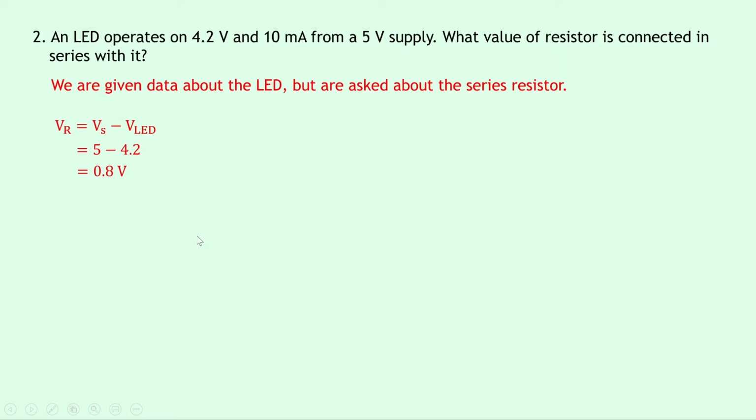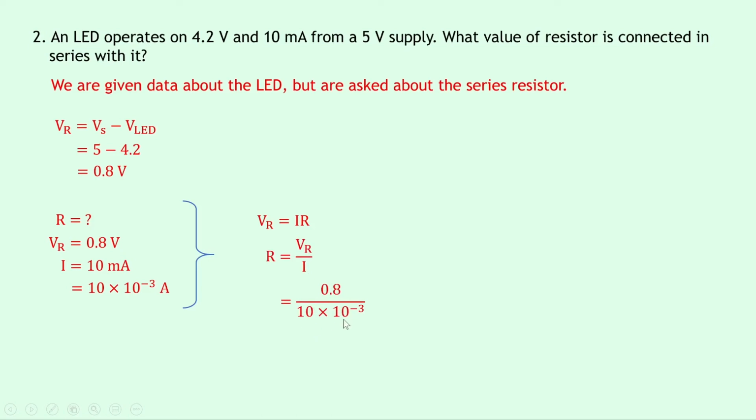We also need to be aware that the current passing through the resistor is going to be the same as the current passing through the LED because it's in series with it. So this means we'll have 10 milliamps passing through it. So we can say that R is what we're trying to find, the voltage across the resistor is 0.8V from this calculation here, and the current I is 10 milliamps, which we can rewrite as 10 times 10 to the minus 3 amps. Writing down our equation, we have VR equals IR, and rearranging for R, we get R equals VR over I. Substituting in the numbers, we get 0.8 divided by 10 times 10 to the minus 3, and putting this into your calculator, we should get a final answer of 80 ohms.